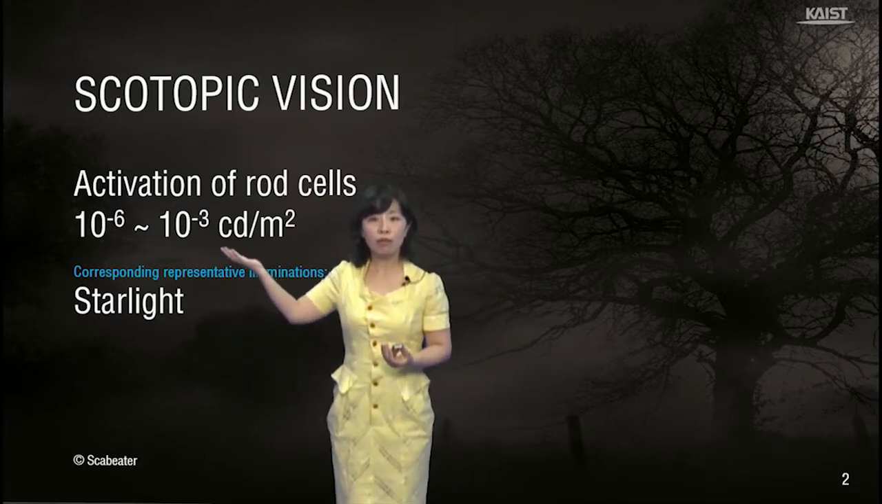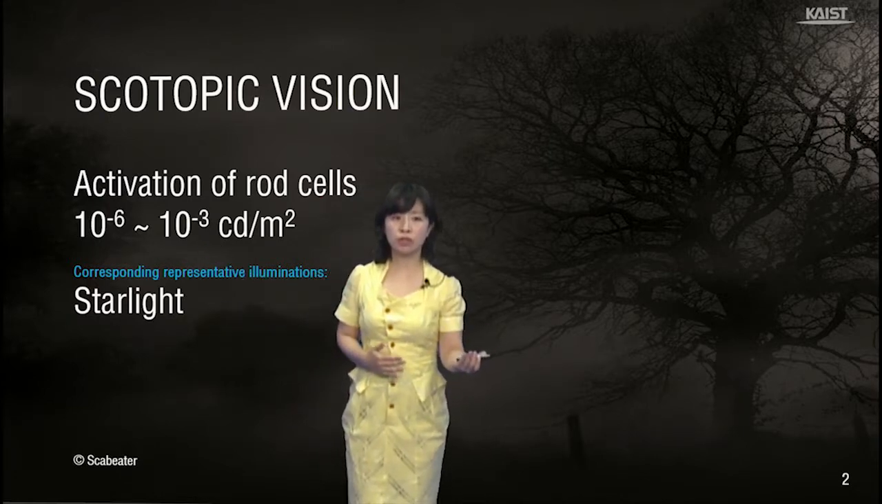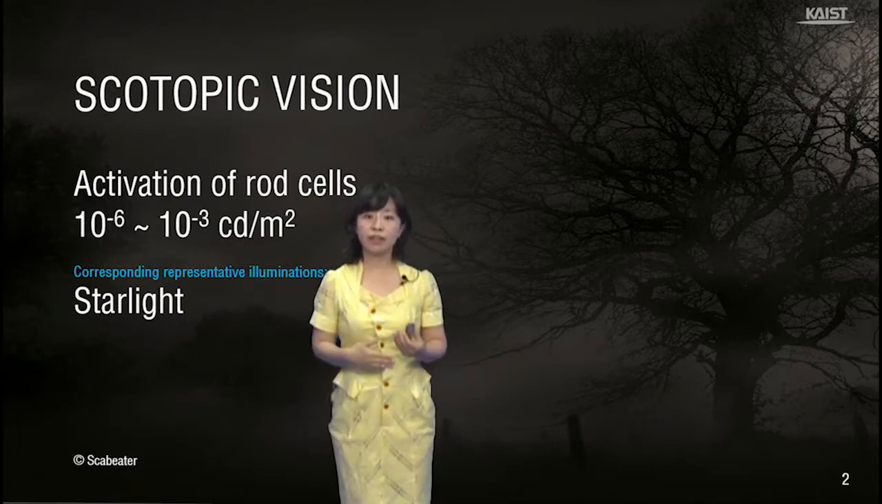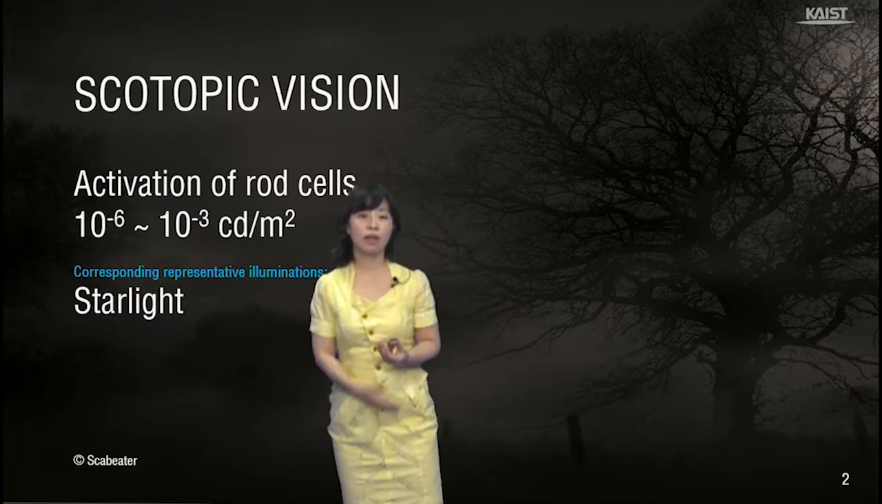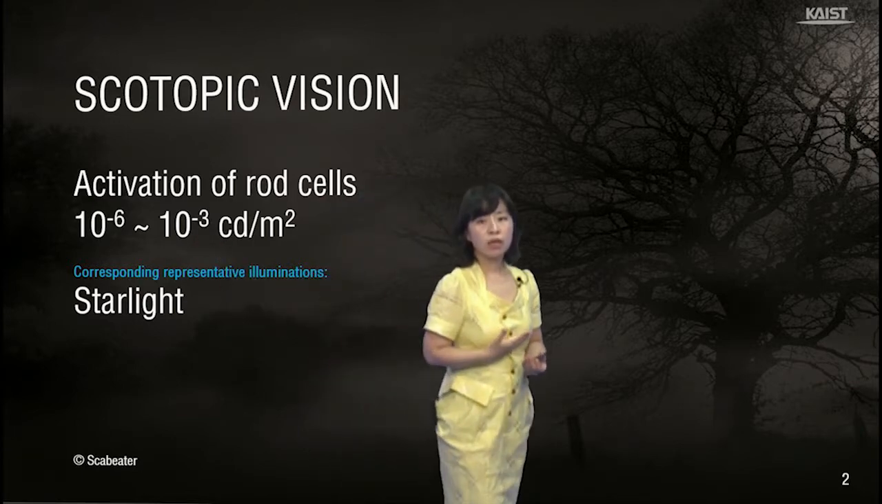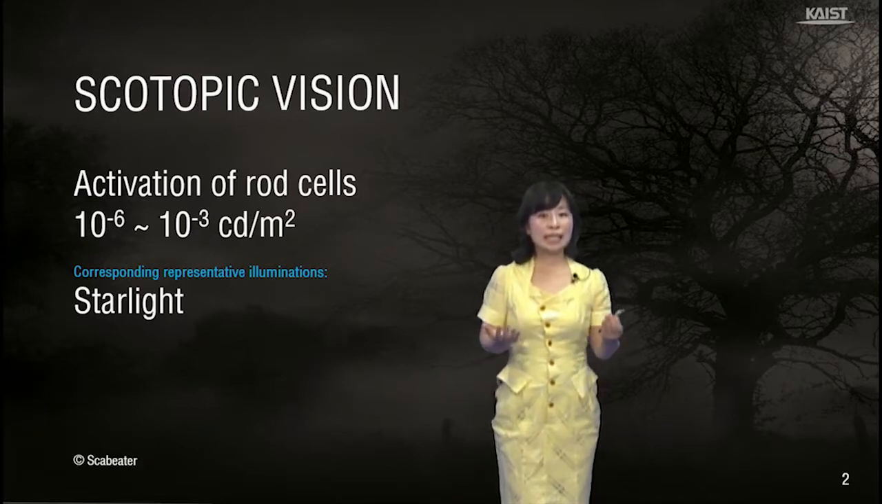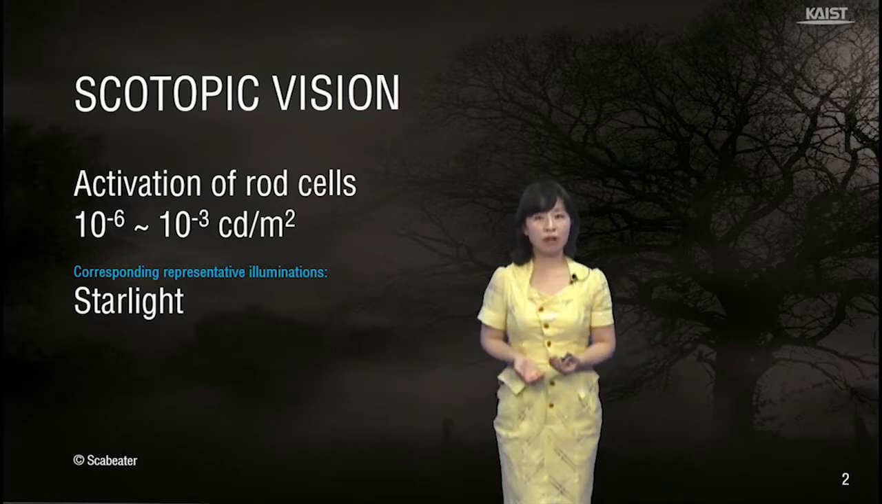Regarding the brightest threshold of the scotopic vision, some researchers insist on 10 to the power of minus 2. But I think we can admit both minus 2 and minus 3. In scotopic vision, because rod cells only discriminate the brightness, we see things in achromatic color. Everything appears in gray.